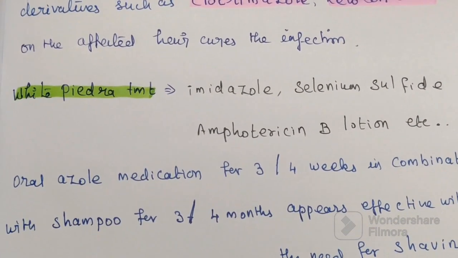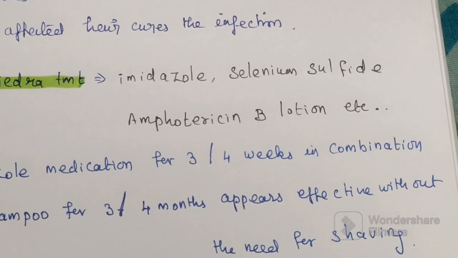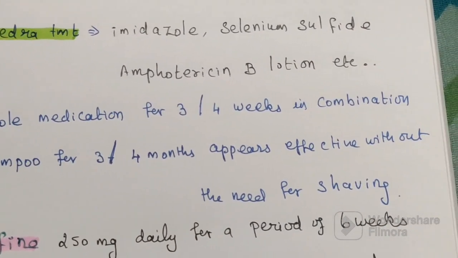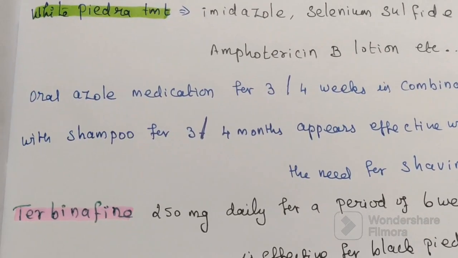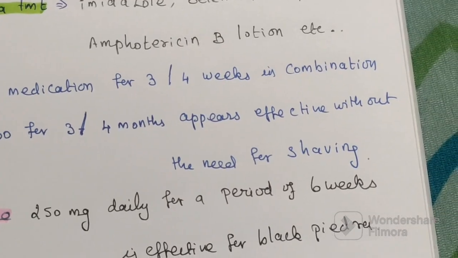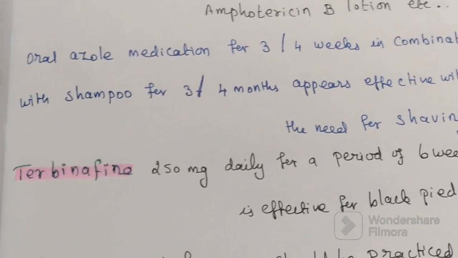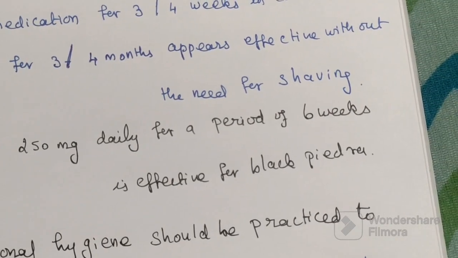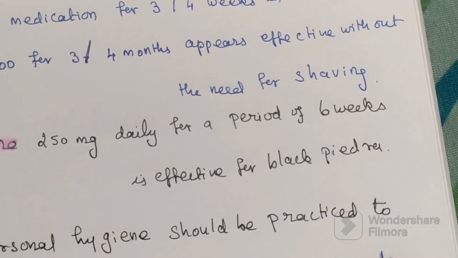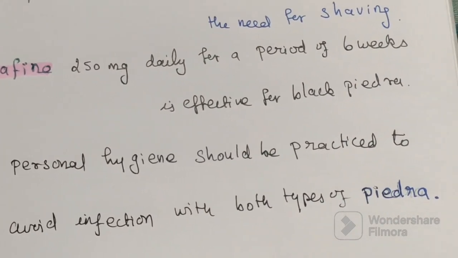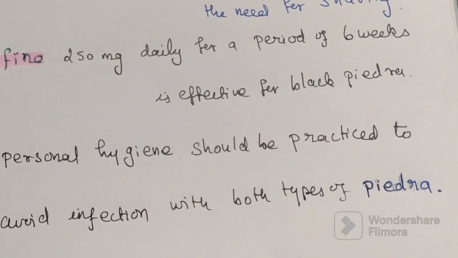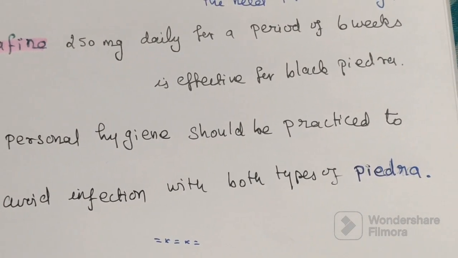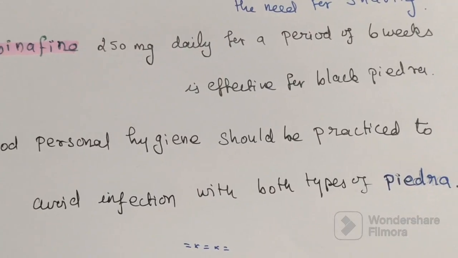For white Piedra treatment, imidazole, selenium sulfide, and amphotericin B lotion are used. Oral azole medication for 3 to 4 weeks in combination with shampoo for 3 to 4 months appears effective without the need of shaving. Then terbinafine 250 mg daily for a period of 6 weeks is effective for black Piedra. Good personal hygiene should be practiced to avoid infection with both types of Piedra. So these are the treatments.